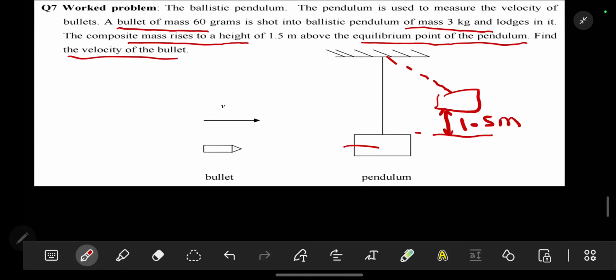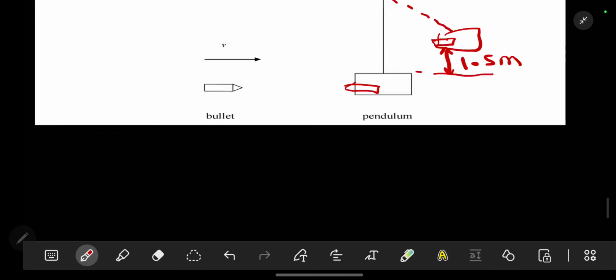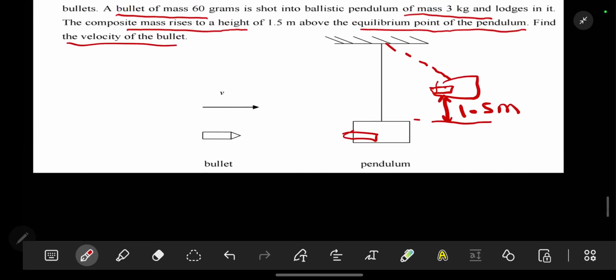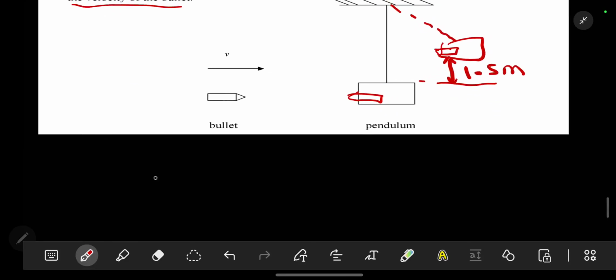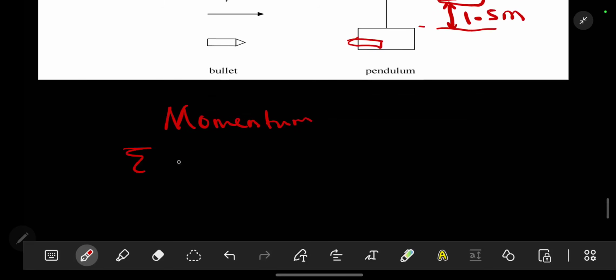So it lodges in, meaning to say it sticks like that. So how do we calculate the velocity of such a thing? Firstly we need to know one thing: we are dealing with momentum. We know that momentum is conserved, so the summation of the initial momentum, P is momentum, should be equal to the summation of the final momentum.